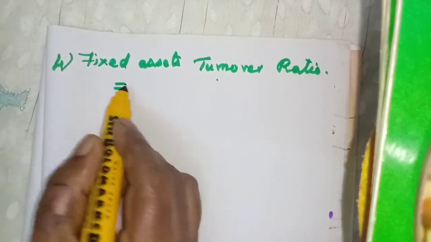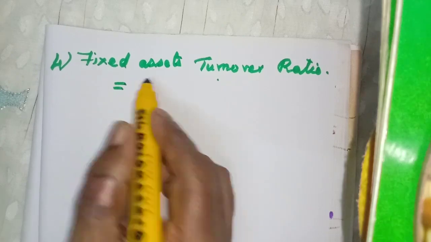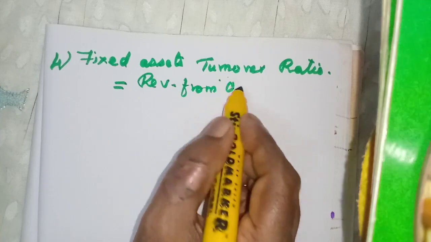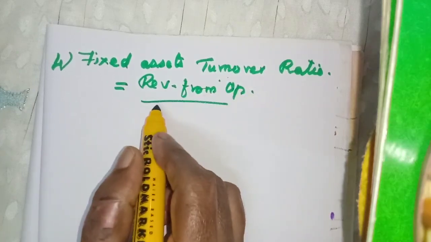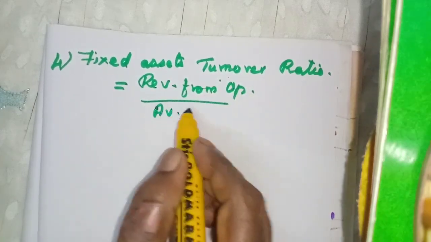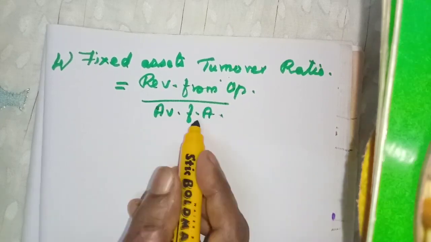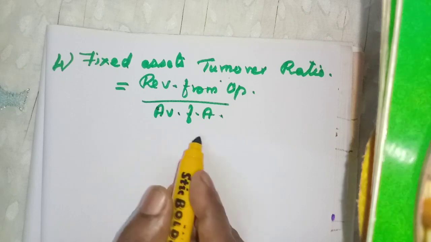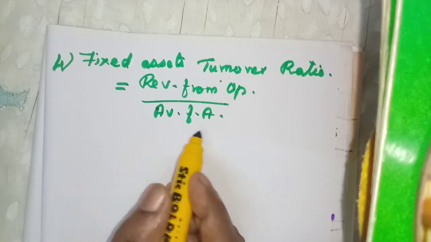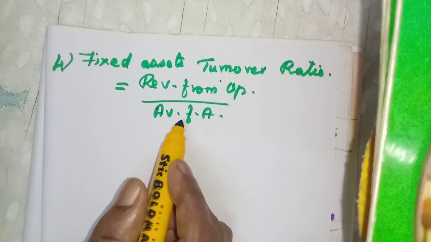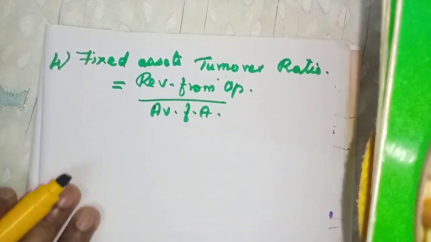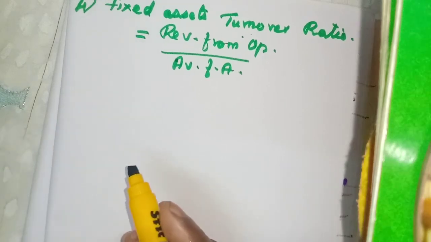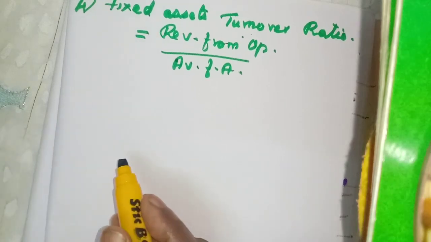So how to calculate this ratio? The formula is turnover, revenue from operation, divided by average fixed assets. What is average fixed assets? Opening fixed assets plus closing fixed assets divided by 2. If they have given only closing fixed assets, we can take that one. Here there is no conversion period or period, no need to calculate.